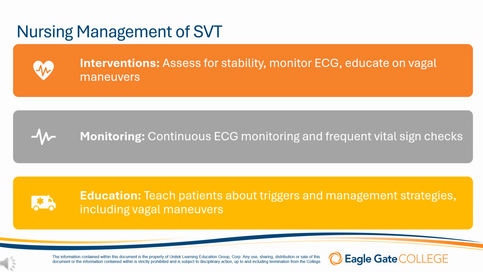Educate patients about common triggers for SVT: stress, caffeine, alcohol, and some medications. Encourage them to avoid or manage these triggers to reduce the frequency of SVT episodes. Discuss lifestyle modifications that can help to prevent episodes of SVT, such as maintaining a healthy diet, regular exercise, and stress management techniques.